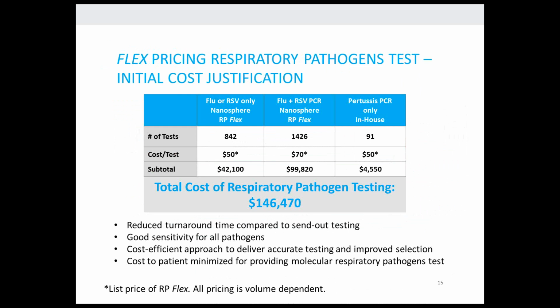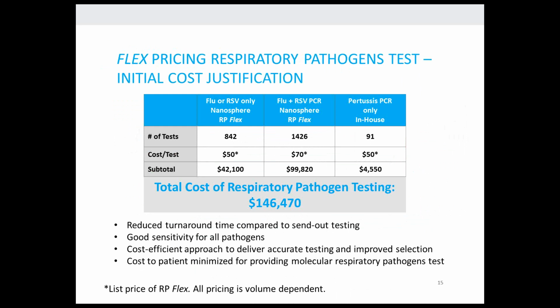After putting in the RP Flex testing, this is actually part of our justification at the beginning. We wanted to show what it would look like if we used that Flex pricing, and we presented this as part of our justification to hospital administration too. Two-thirds of the testing was the flu plus RSV, so it was the $50 plus an additional $20. If they ordered only the flu or the RSV testing, it would just be $50.